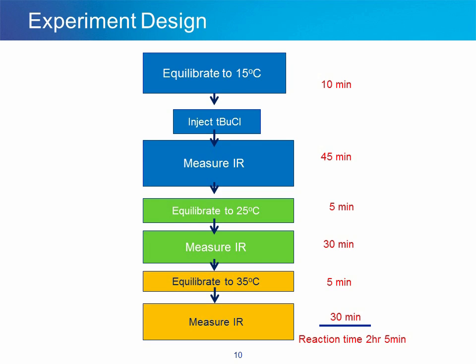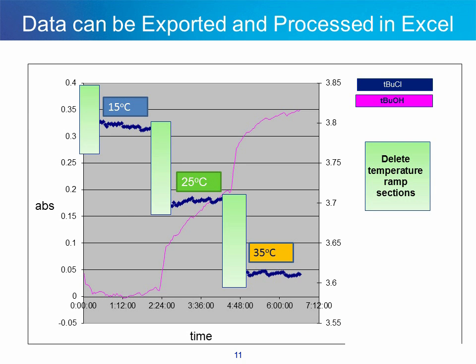So with about a 30-minute setup, in 2 hours and 35 minutes, students have performed an entire series of experiments that will allow a full and complete kinetic analysis of the hydrolysis, or the solvolysis, of tertiary butyl chloride. This is a demonstration of what the data looks like in terms of processing the data. It can be exported and processed in an Excel spreadsheet. The students then delete the temperature ramp sections so that they focus only on the change in concentration of the tertiary butyl chloride at exactly 15 degrees C, 25 degrees C, and 35 degrees C.